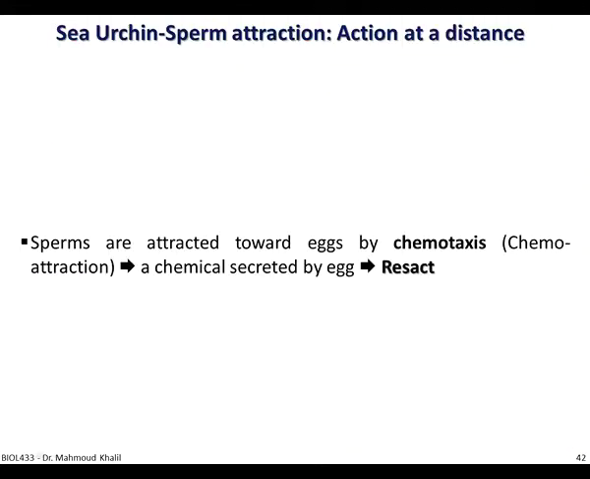So, as we said, in external fertilization, all the process of fertilization occurs in the seawater. So in the sea, there is sperm attraction, an action that occurs at a distance. Sperms are attracted toward the egg, as we said before, by a process called chemotaxis or chemoattraction. A chemical can be secreted by the egg. Scientists discovered the chemical and they named it resact.